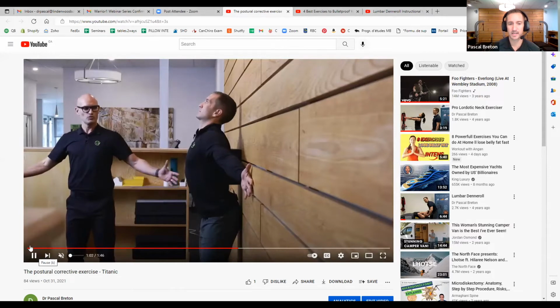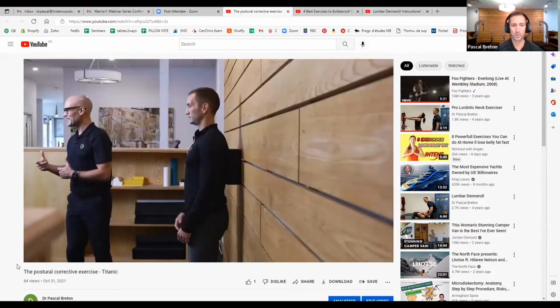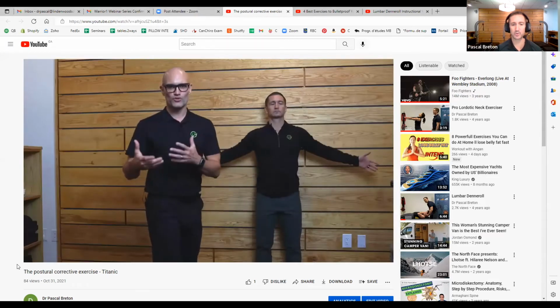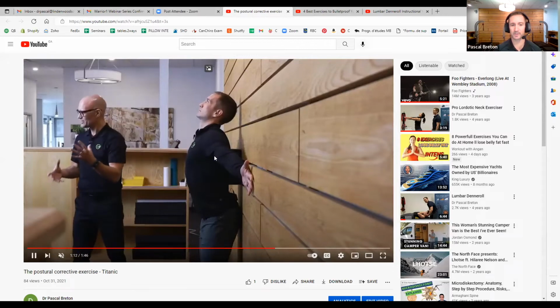So you can see here, I've got a yoga block behind the shoulders. You have the patient do this standing against the wall. They put a block behind the shoulders. And what they do is they push their bum back to the wall. They open up their arms, and that's driving the chest forward.